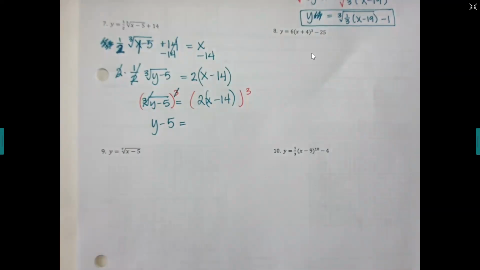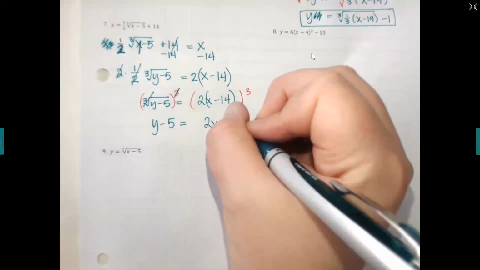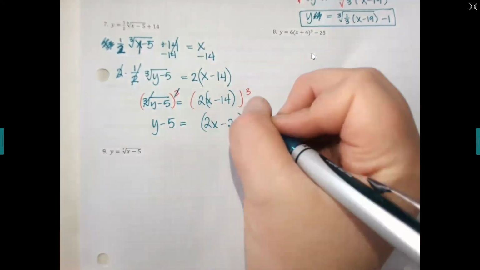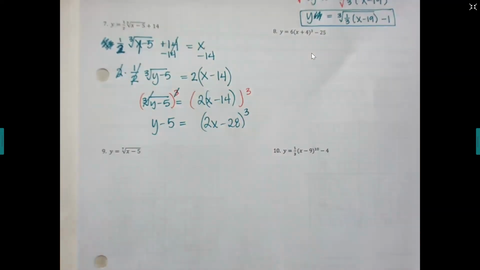Okay, I could do 2 times x is what? 2x, and then 2 times 14 is -28. But if you don't mind the parentheses in a parentheses, that's fine. It's not wrong if you leave it the way that it was. Then I have a minus 5.